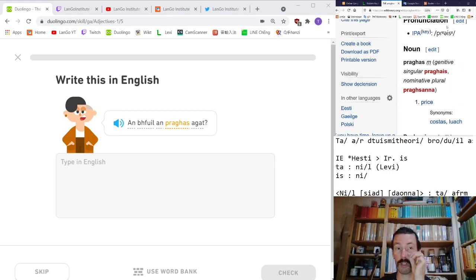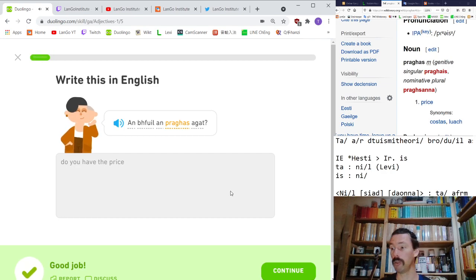Ultimately in Latin, pretium, which we have in appreciate, precio in Spanish. Agat, do you have the price is the meaning. An bhfuil, the question form of ta, do you have the price? Irish price is the subject. Is the price at you?